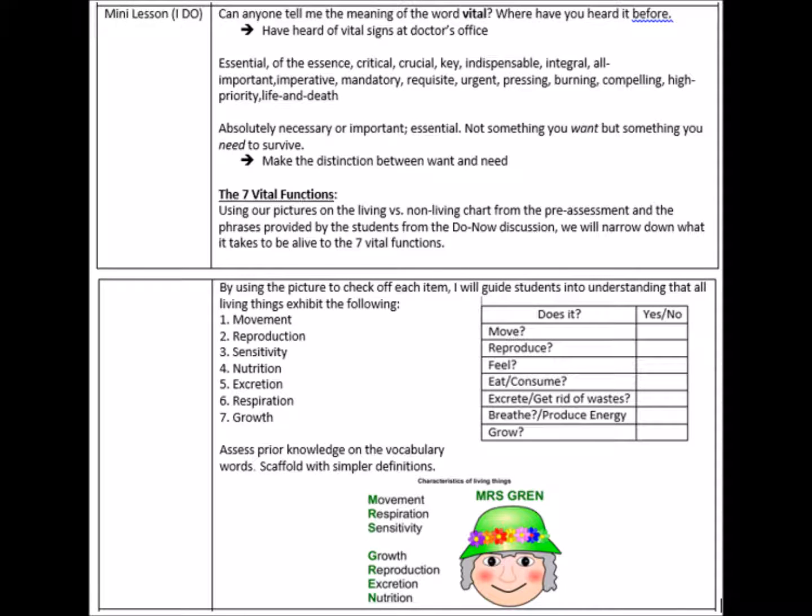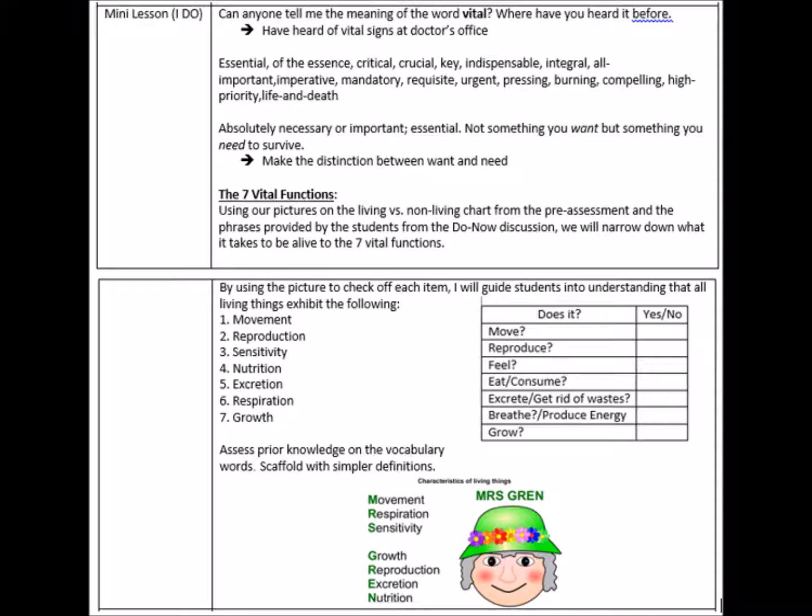After the Do Now, I will begin my mini lesson, the I Do section. In order to promote the acquisition of new vocabulary, I will scaffold the 7 vital functions by asking, can anyone tell me the meaning of the word vital? Where have you heard it before?